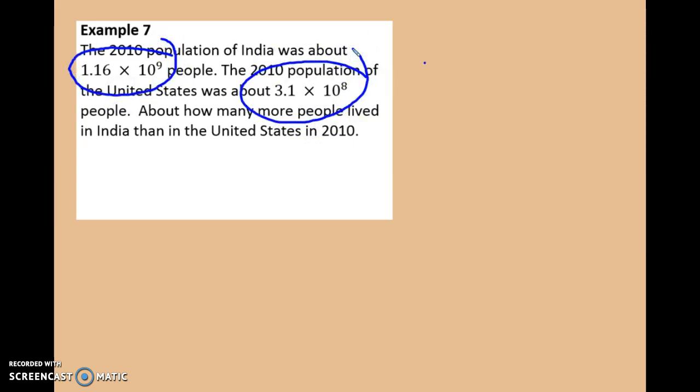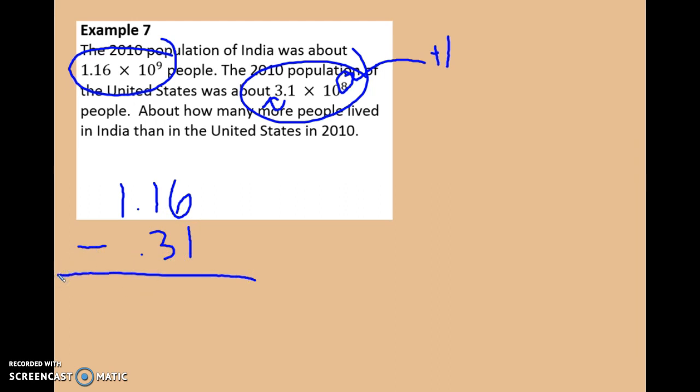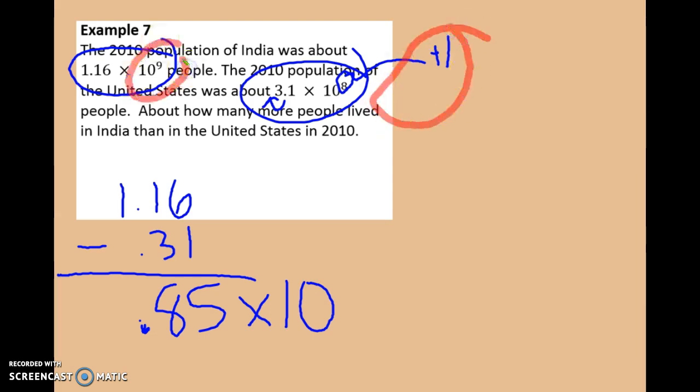The first thing we have to do is we have to add 1 to the exponent of 8, which means our decimal has to move 1 to the left. So we're doing 1.16 minus 0.31. When we subtract here, we get an answer of 0.85. And when I look at 0.85 and I think about putting this into scientific notation with my common exponent up above, after adding 1, I now have 10 to the 9th power.